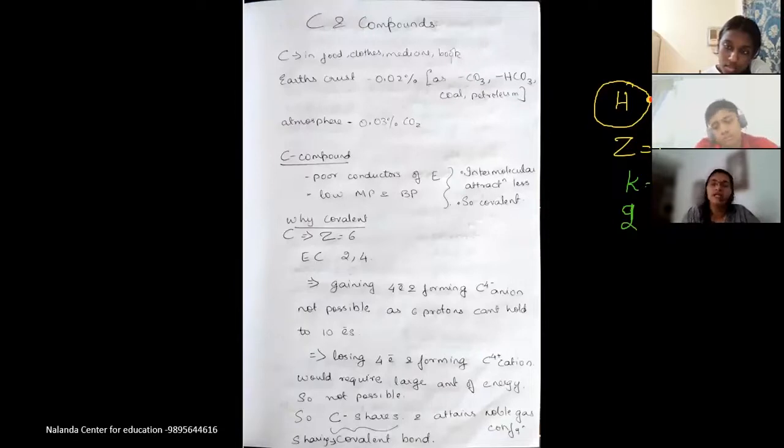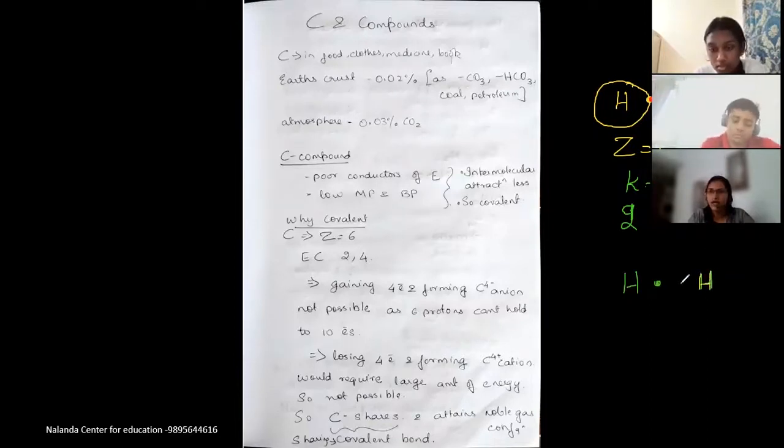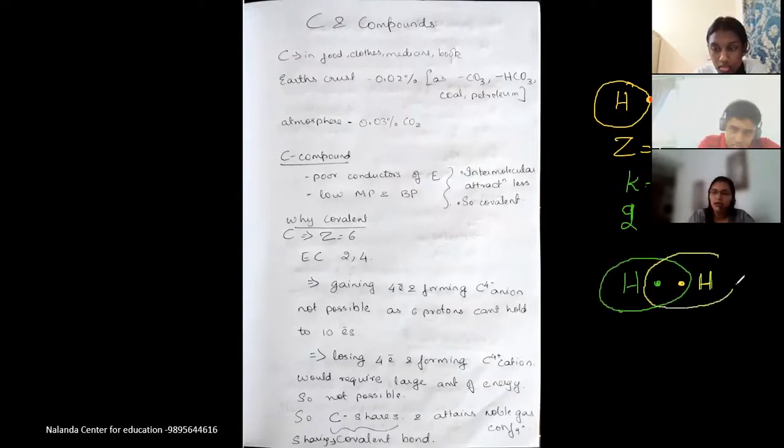Now, when 2 hydrogens meet, they decide that this can neither give nor take. So what do they decide? They decide that we are going to share the electron. This hydrogen has 1 electron over here, and this particular hydrogen has 1 electron over here. Both of them decided to share. This hydrogen slowly extended its boundary to the other one, and this hydrogen slowly extended its own boundary to the other one.